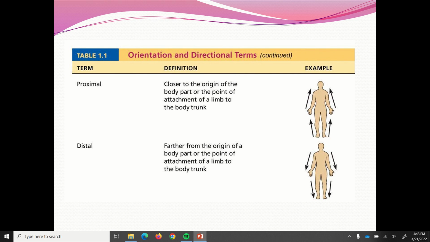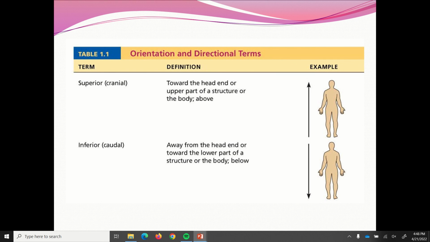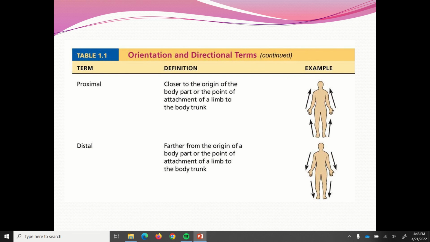Proximal and distal are very important terms that oftentimes get confused with superior and inferior. Let me elaborate on the differences. Going back, superior means toward the head end or upper part of a structure of the body, above. Inferior means away from the head end or toward the lower part of a structure of the body, or below. Superior and inferior tend to be best used on the head and trunk. Proximal and distal are best used on the upper and lower limbs.